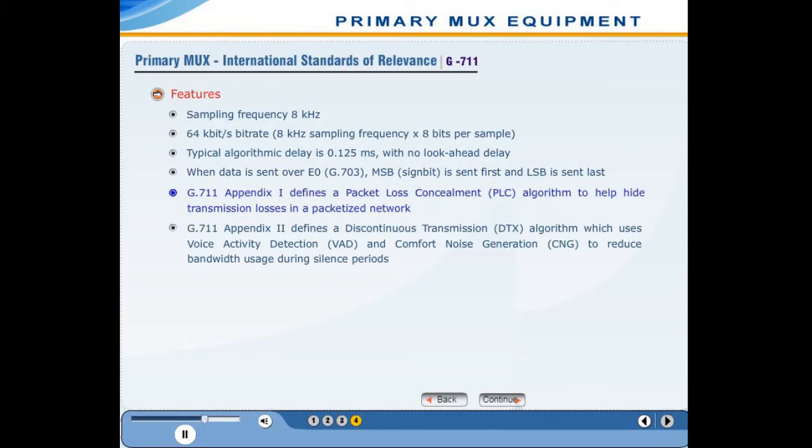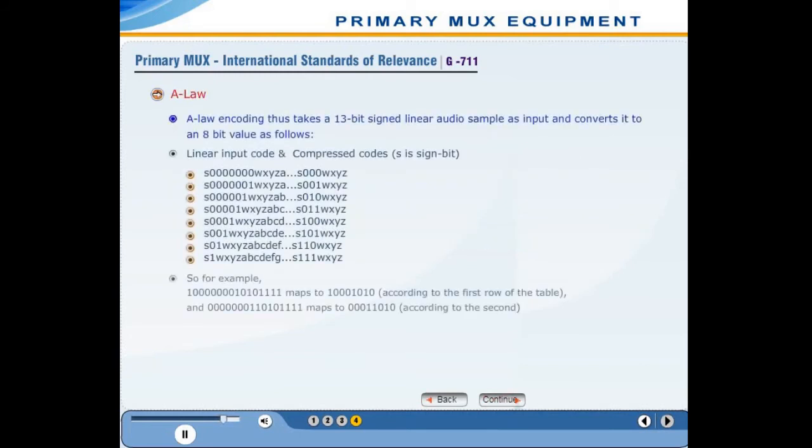G711 Appendix 1 defines a packet loss concealment algorithm to help hide transmission losses in a packet-sized network. G711 Appendix 2 defines a discontinuous transmission algorithm which uses voice activity detection and comfort noise generation to reduce bandwidth usage during silence period.